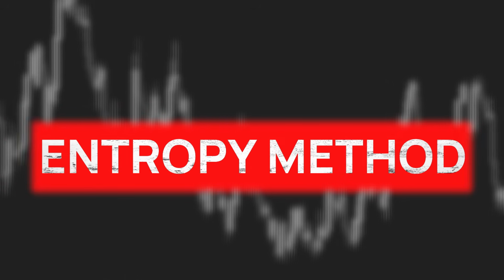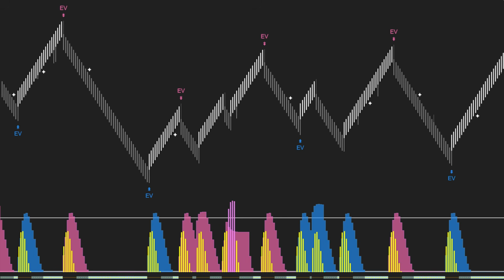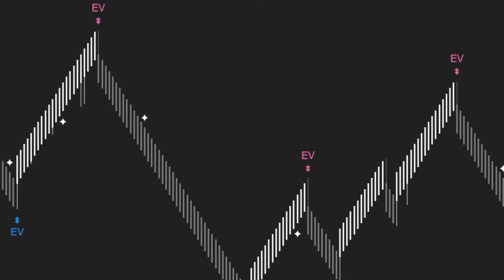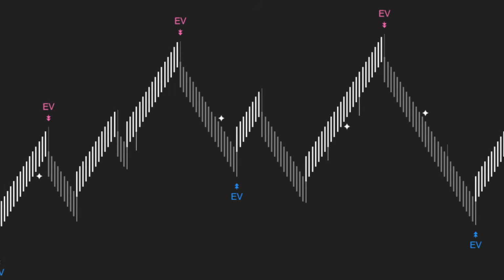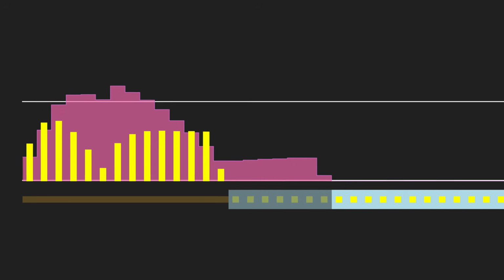And that's exactly where entropy becomes valuable. Entropy is a method used to measure market disorder and uncertainty. In trading, it helps identify moments when the market is preparing for a strong trend expansion. When combined with Renko charts, it allows us to better recognize candles that carry genuine momentum and provide high-quality trading opportunities. So how does it work?